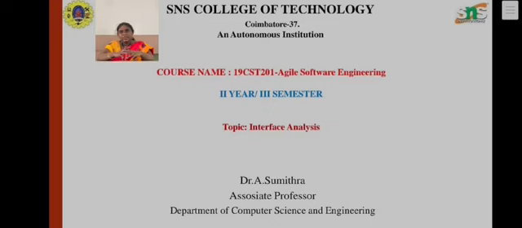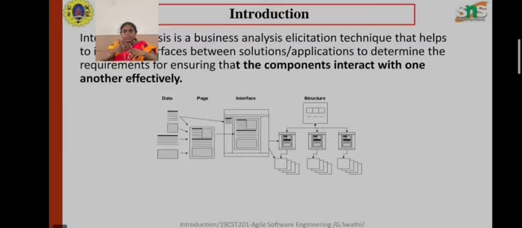In interface analysis, the interface types range from user interfaces, where the human being interacts directly with the system, to interfaces to and from external applications, and interfaces to and from external devices. The requirements that define how the human being interacts with the system, how one application links to another application, and how the hardware links to the application need to be defined for effective functioning of the system.